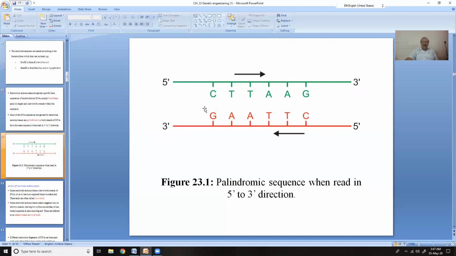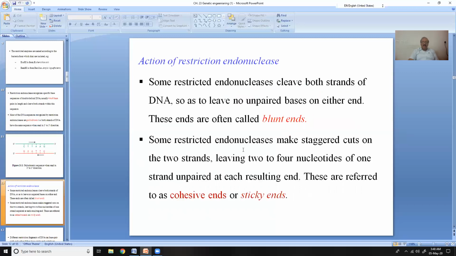You see this? CTTAAG. It is 5' to 3', it is 3' to 5', and the sequence is the same. CTTAAG here and CTTAAG. It is a palindromic sequence when read in the 5' to 3' and 3' to 5' direction.